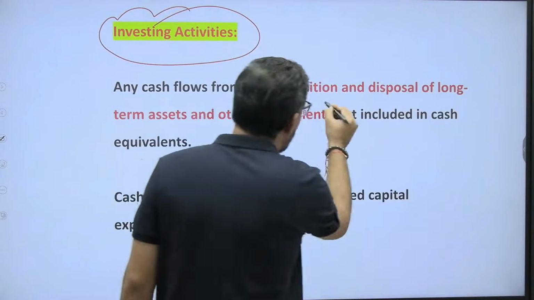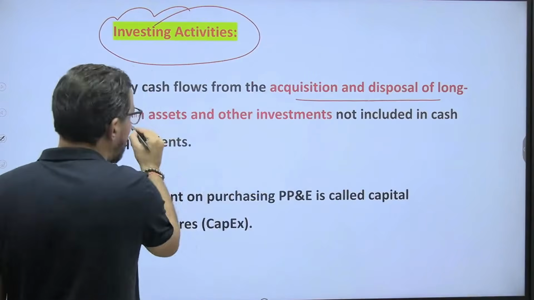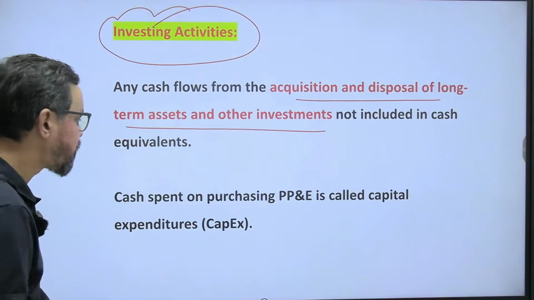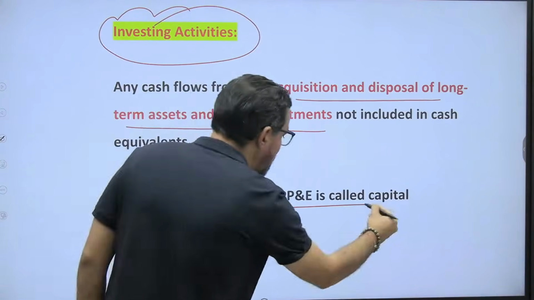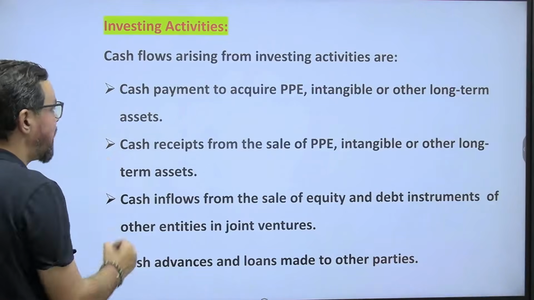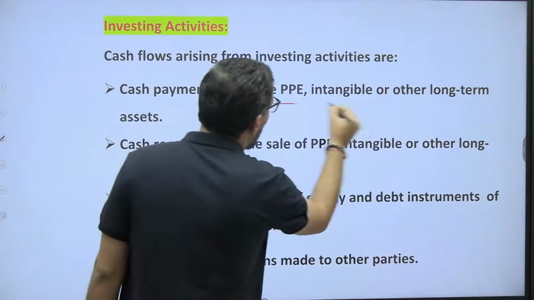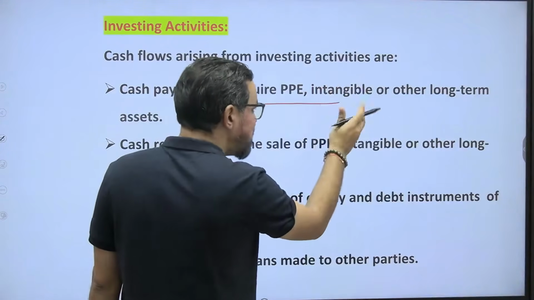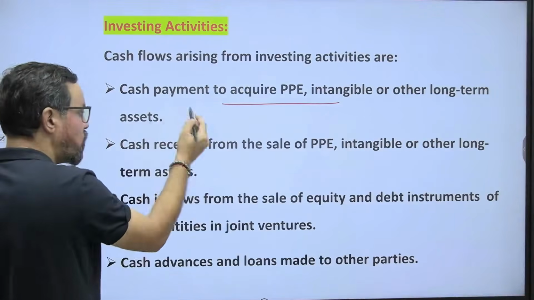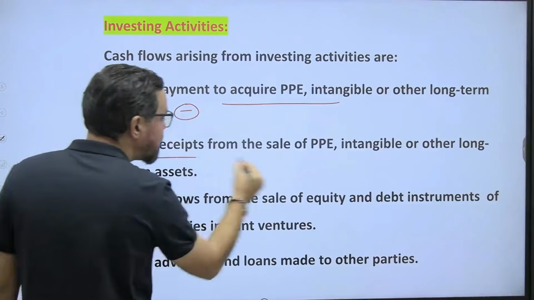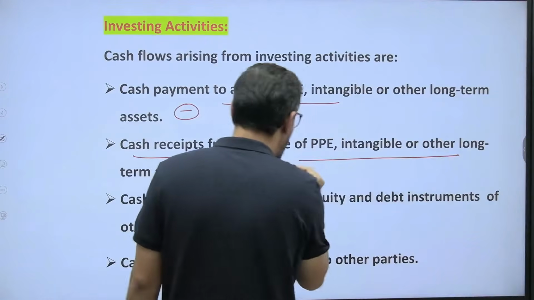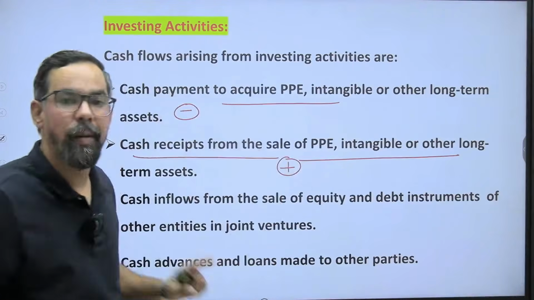Any cash flow from the acquisition and disposal of long-term assets and other investments not included in cash equivalents. Okay? So majorly this is something around property, plants, equipments or capital expenditures and all. Okay? So these are the major heads. Now, cash payment to acquire property, plants, equipments, intangibles, meaning goodwill, patents, copyrights, trademarks or other long-term assets. Okay? These all are outflow. Cash receipt from the sale of property, plants, equipments, goodwill, patents, copyrights, these are inflow from your investing activities.